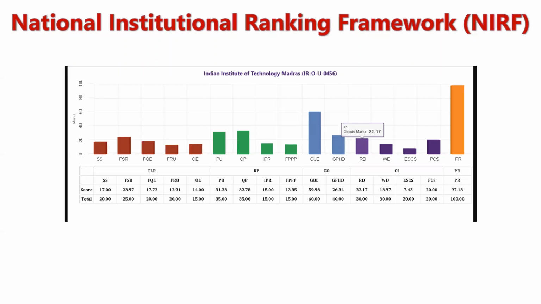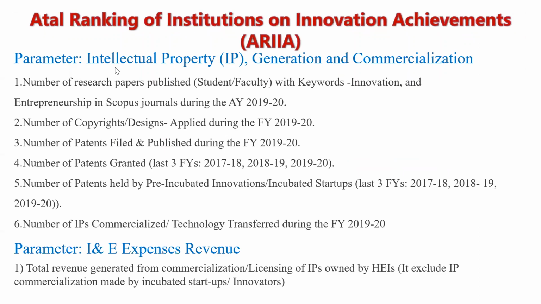Ranking also assesses the institution based on their patents: how many patents they filed, how many copyrights they have, and how many design patents they have. All these parameters, like I'm showing in number 2 and number 3, show for a particular institution how many patents they filed, published, and granted. So three-year data they are asking. That is why how many patents a particular institution is filing is important.